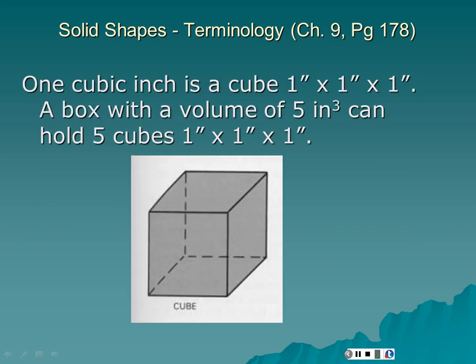So let's try all these objects and understand their volume calculations. Here we have 1 cubic inch. You can think of it as a cube where each dimension is 1. Along this line we have 1 inch, and this is 1 inch and this is 1 inch. When you have a cube with each dimension 1 inch, in total that's 1 cubic inch. That's a unit measure of volume.